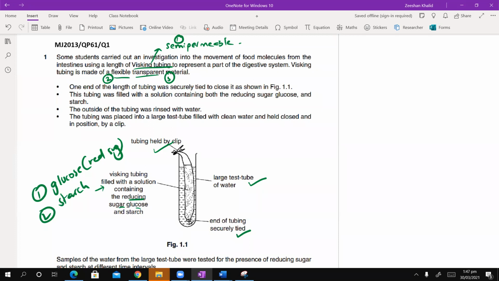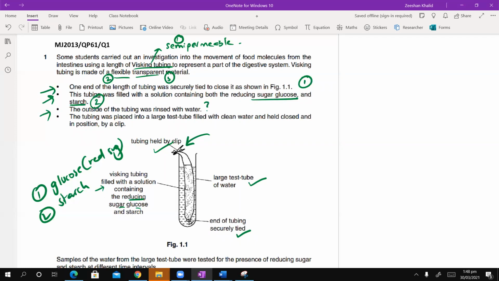Now let's look at the points one by one. One end of the length of tubing was securely tied to close it as shown in figure 1. You can see it shown here. This tubing was filled with a solution containing both reducing sugar, glucose, and starch. We've already mentioned this for ourselves. Number 3, the outside of the tubing was rinsed with water.